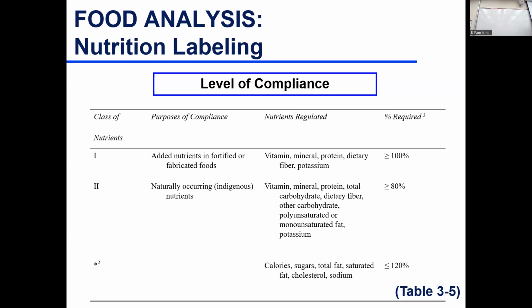If in the product you have added vitamin C, for example, or you have added iron, or calcium, or even protein, or dietary fiber, or potassium. So you added something that was not originally in your ingredients as an inherent component. Since it's added, if the federal agency comes and randomly analyzes your product and finds less than 100% of what you claim, then you're not in compliance. You have to have at least 100%.